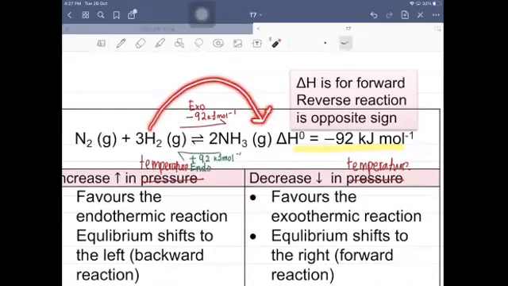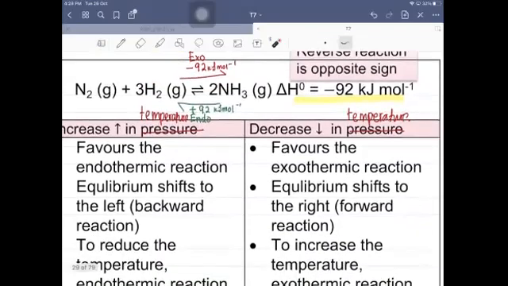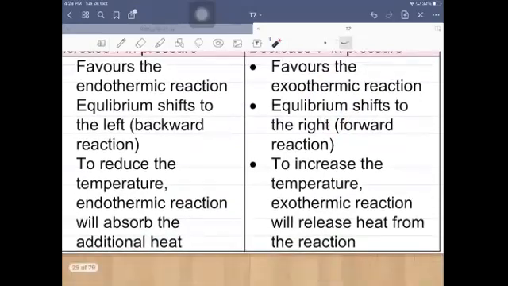Your temperature, heat will be given out. So now your temperature will restore or return back to normal after there's a change to it. Because we say that we decrease the temperature, Le Chatelier says, no, we have to increase it back. And only exothermic can do that by releasing heat. Decrease in temperature favors the exothermic reaction. That's correct. Exothermic reaction is to the right, yes. And what an exothermic reaction does is that it releases heat so that the temperature increases back to normal.